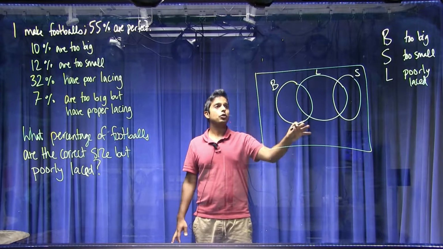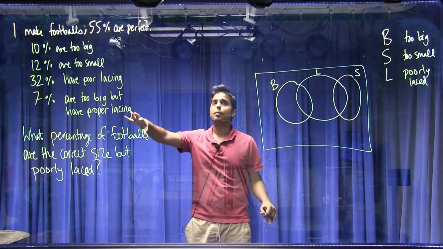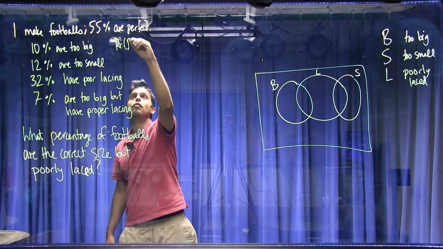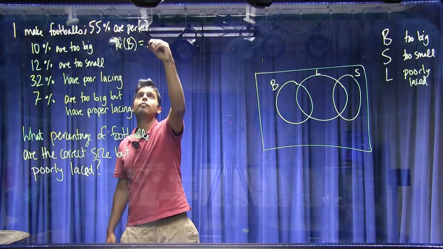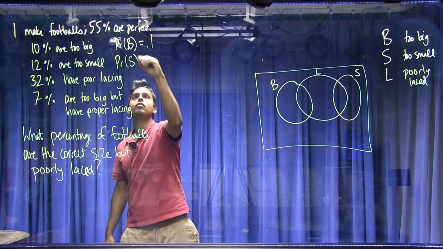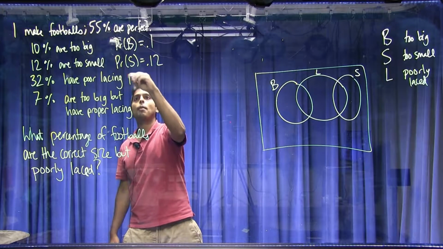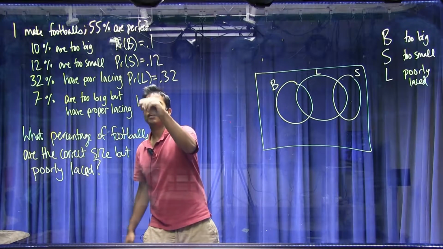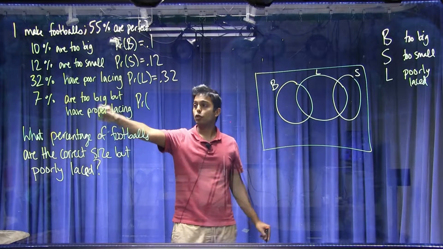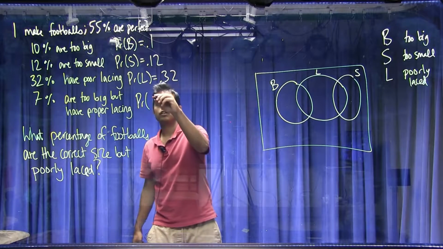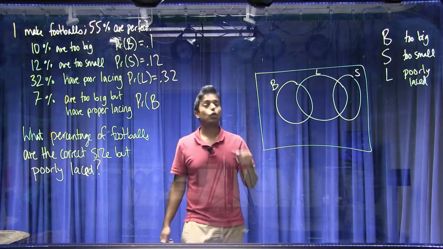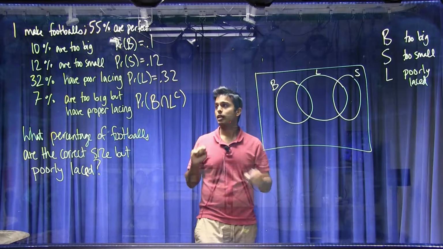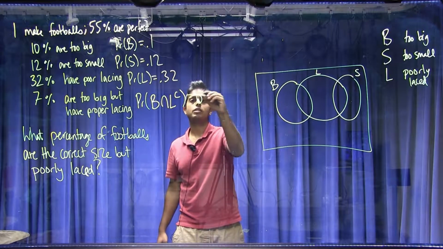Okay, so now that we have those events, we have our Venn diagram. Let's translate some of this into equations. So this says the probability of B is 0.1. The probability of S is 0.12. The probability of L is 0.32. And this one's a little tricky. The probability of, so they're too big, but their lacing is correct. So too big is B, and correct lacing is L complement, because L is poor lacing. And we know that's 0.07.